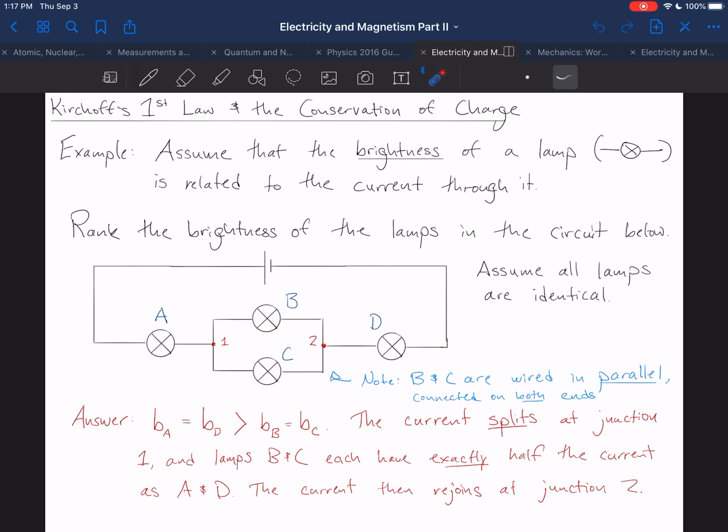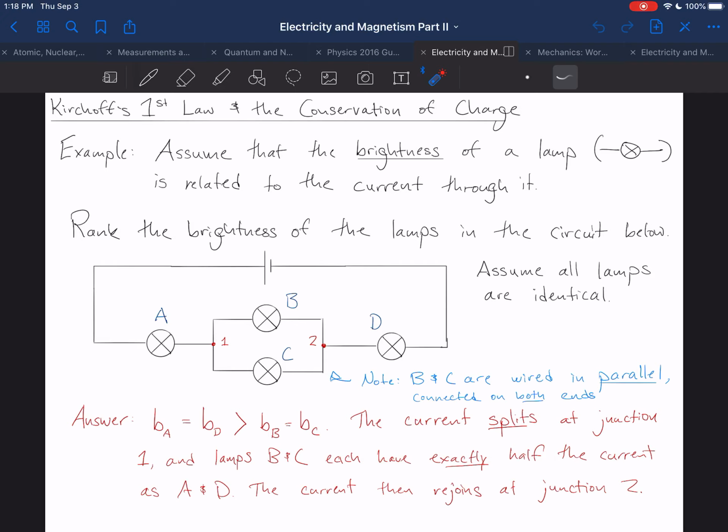Well, okay, how are we going to answer this question? Here's how. Apply Kirchhoff's first law to either junction 1 or junction 2. Let's start with junction 1. The current through lamp A is going to be related to the brightness of lamp A. The higher the current, the higher the brightness. So using Kirchhoff's law, we can say the current through A has got to be equal to the current through B plus the current through C. So we're applying Kirchhoff's first law to this junction right here.